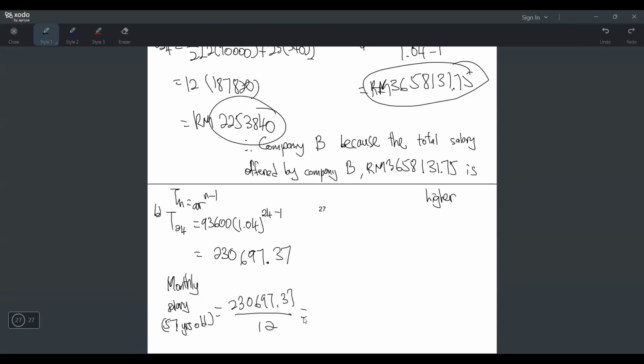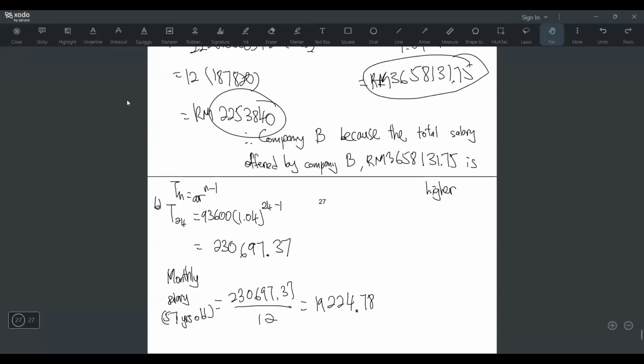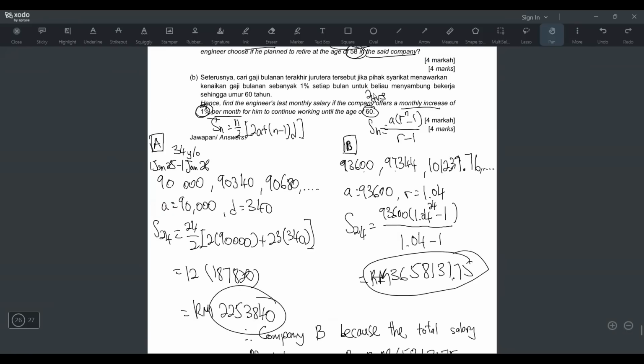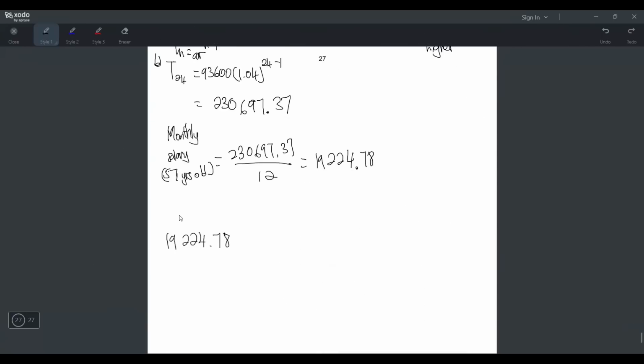Okay, I get 19224.78, right? So this is the monthly salary for the final year he worked, if he retires at 58 years old. But now he says he will continue working until 60 years old, and the monthly increase is 1% per month. So what is the first term? Your first term is 19224.78. But you have to take note here, this is when he's 57 years old, 57 years old, right?